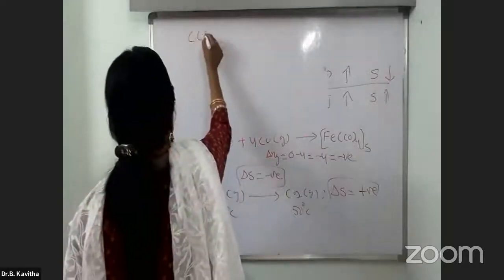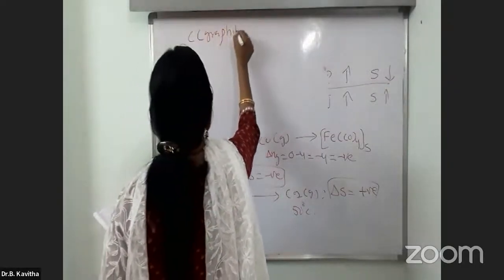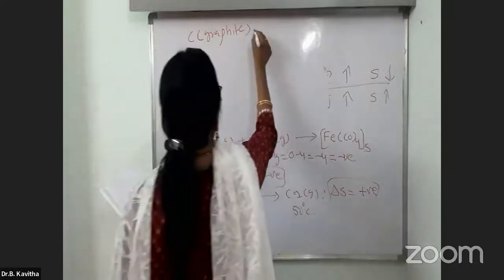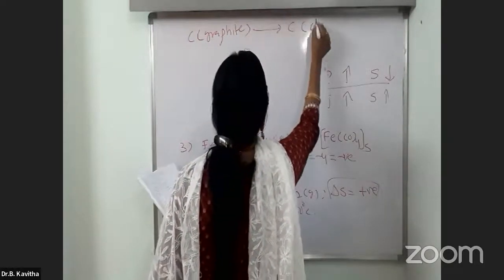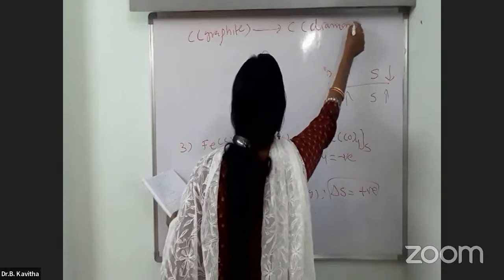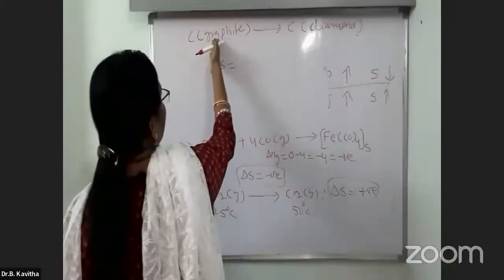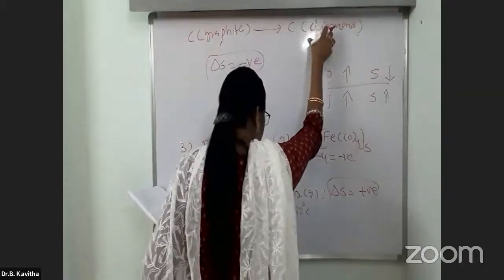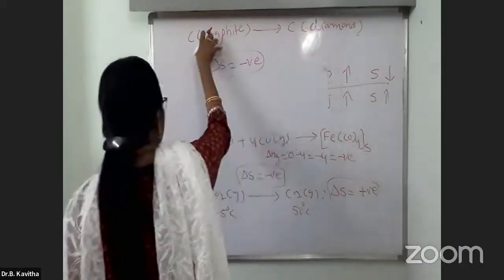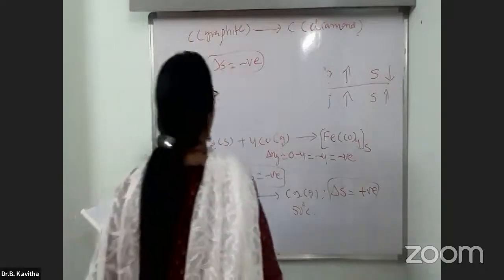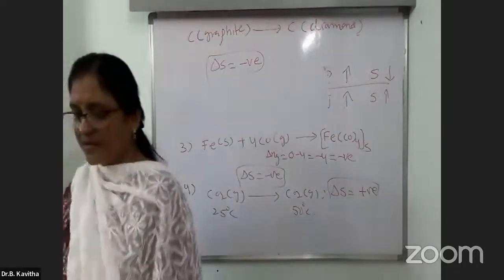C graphite converts into C diamond. What is delta S? Decreases. Very good, because graphite is sp2 hybridization, and diamond is sp3 hybridization, so automatically there is no randomness at all, completely. Somewhat randomness will be there in graphite. So always delta S decreases. Okay, so this is about the thing.